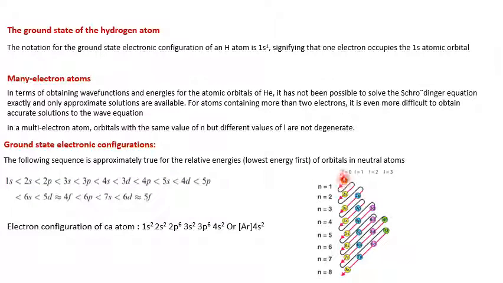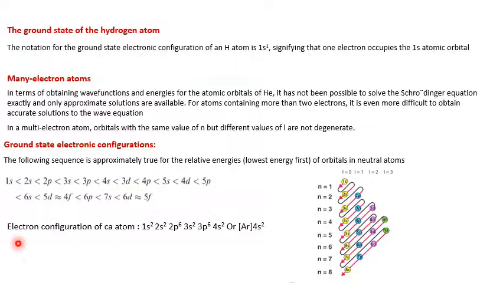So if you see that figure, the electron will go in this way. This is the principal quantum number n, and this is the azimuthal quantum number l. l equal to 0 means s orbital, 1 means p orbital, 2 means d orbital, 3 means f orbital. So electrons will fill in this sequence: 1s, 2s, 2p, 3s, 3p, 4s, 3d.